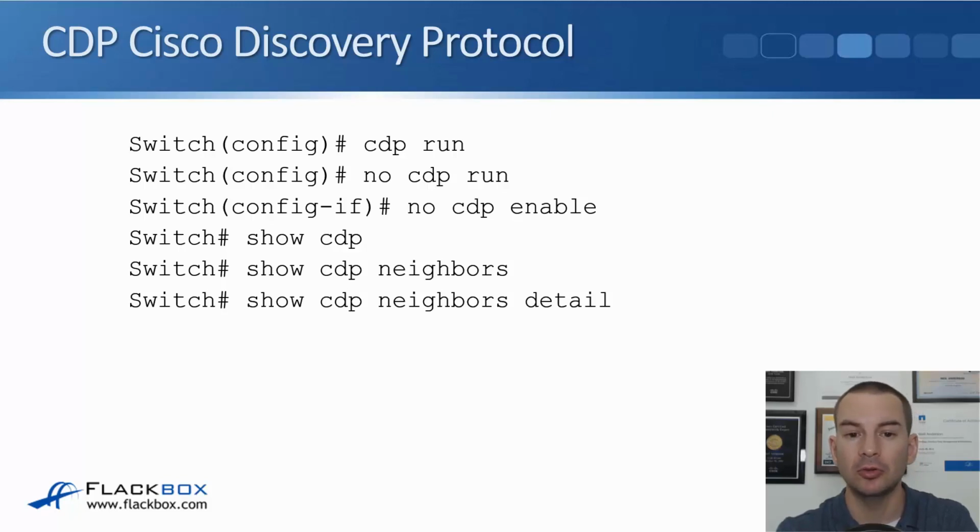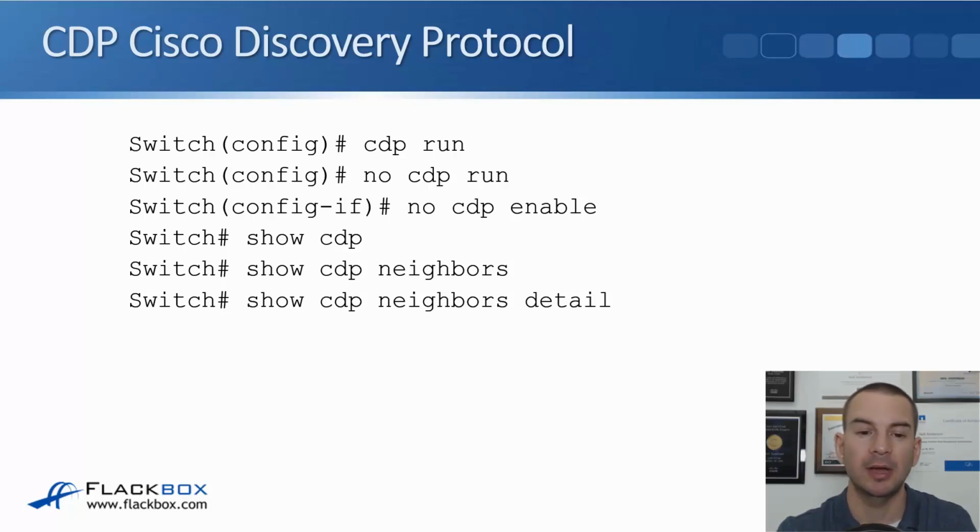You can also do a disable at the interface level as well with no cdp enable. So say you've got a switch on the edge of your network and you want CDP to be enabled on the internal facing interfaces. You want to disable it on the external facing interface so you don't give up information to another organization. So you can do a no cdp enable at the interface level.